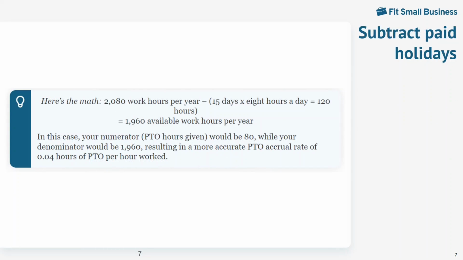If your business provides paid holiday time off, you may want to subtract those days from the total so as not to allow employees to accrue paid time off on days they are already getting paid for as a holiday. For example, if you give employees 15 paid holidays a year and consider each day to be worth 8 hours, you want to subtract those hours from the total work hours available each year. In this example, it will result in 0.04 hours of PTO earned per hour worked.